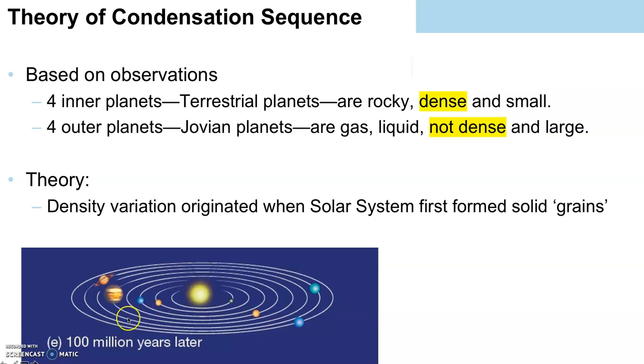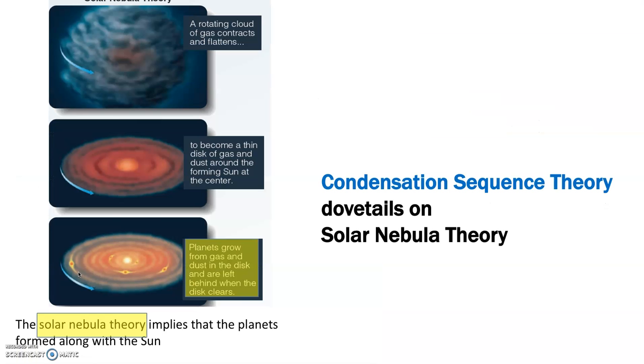Now, 100 million years later, you have these very dense planets closer to the sun, and you have the gas giants farther out from the sun, but they all started while the nebula was contracting from the first dust that started to consolidate. And we've gone over the solar nebula theory about that nebula cloud, and the condensation sequence theory just dovetails on top of it. It just extends it.